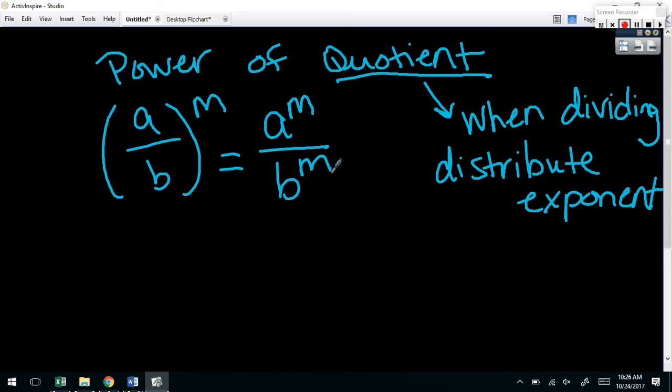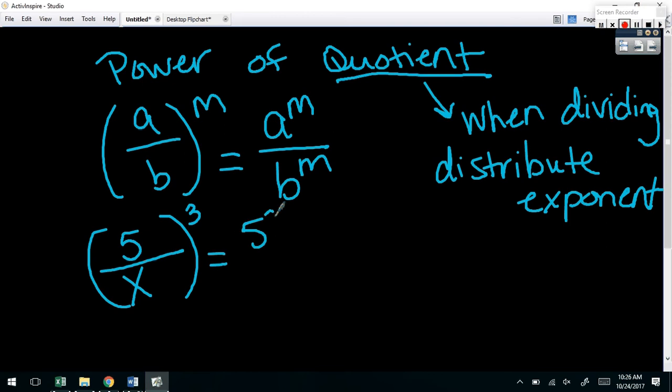No, I did. The question seems to be what if there are numbers in there instead of variables, right? So what if this was 5 over x to the third? Then you're going to distribute it. It's still going to distribute: 5 to the third over x to the third. Yes, you could change it to 125 if you wanted to, or you could leave it as 5 cubed. That's up to you.